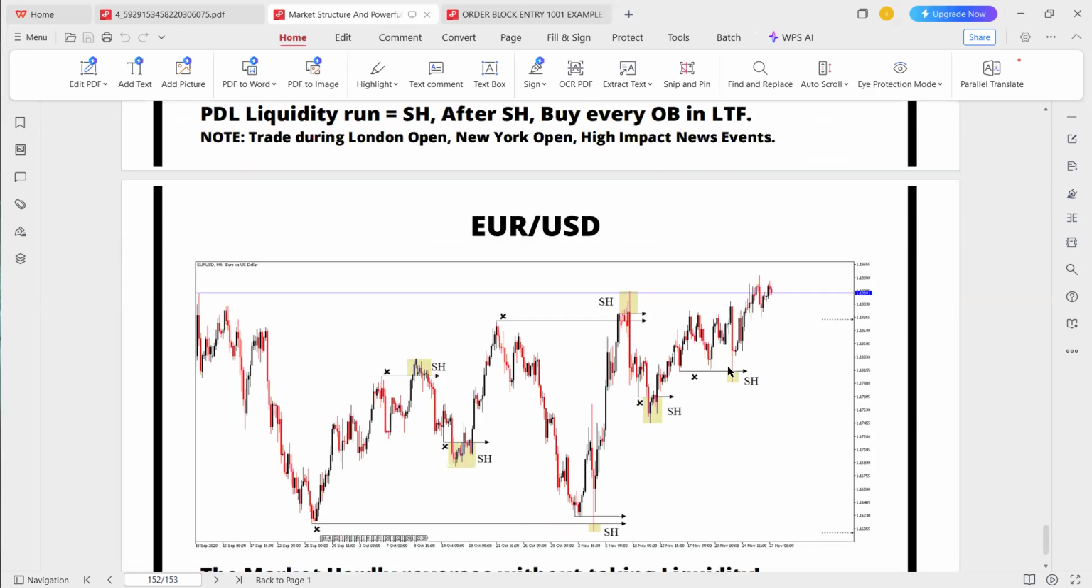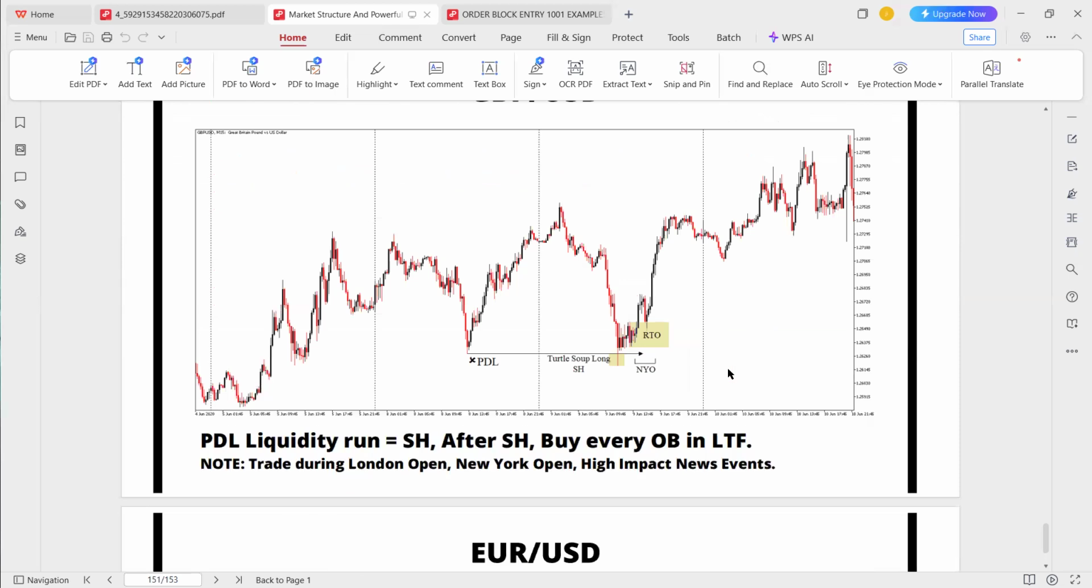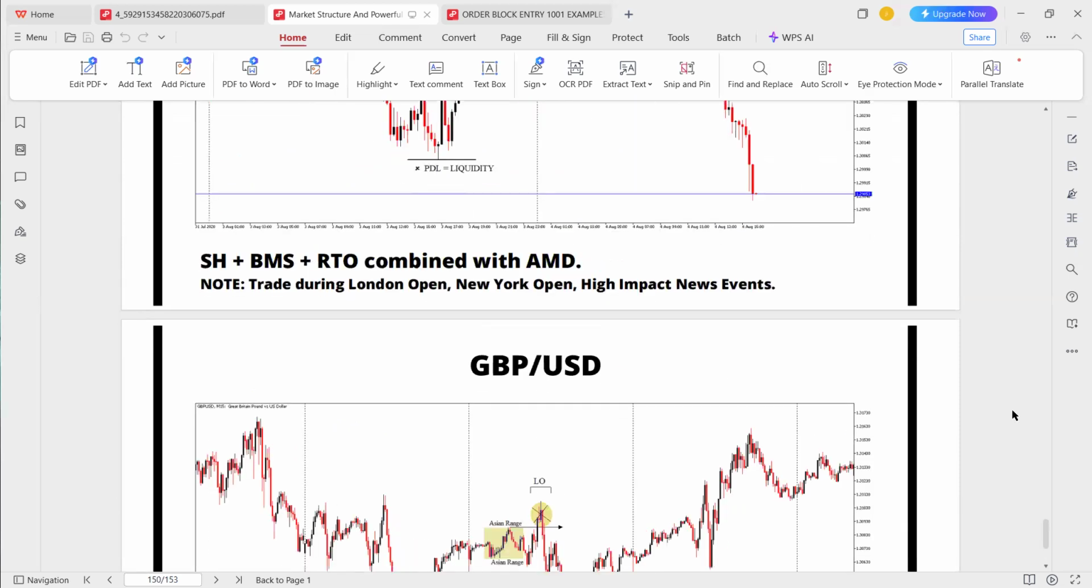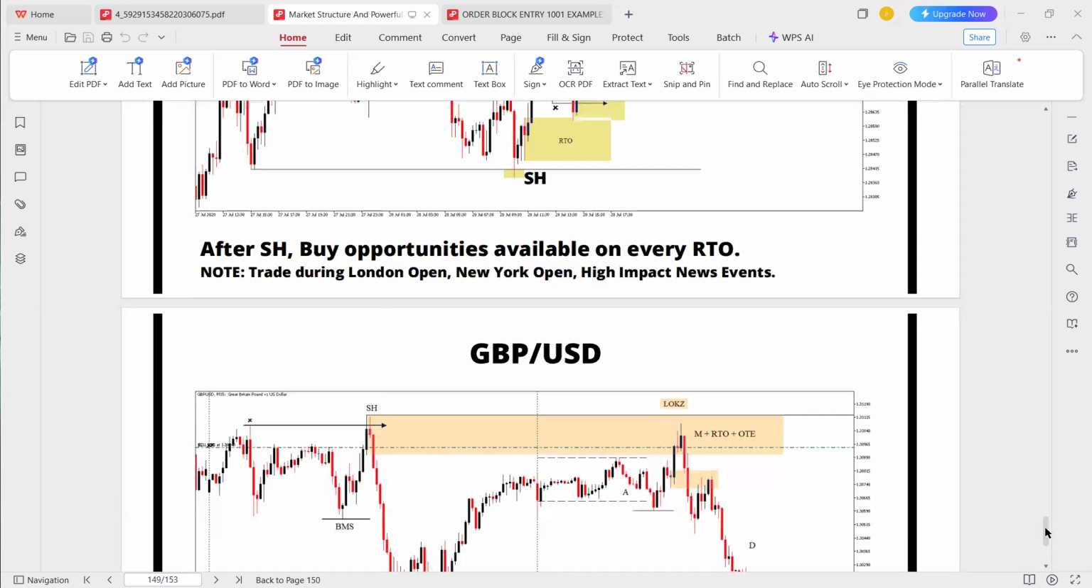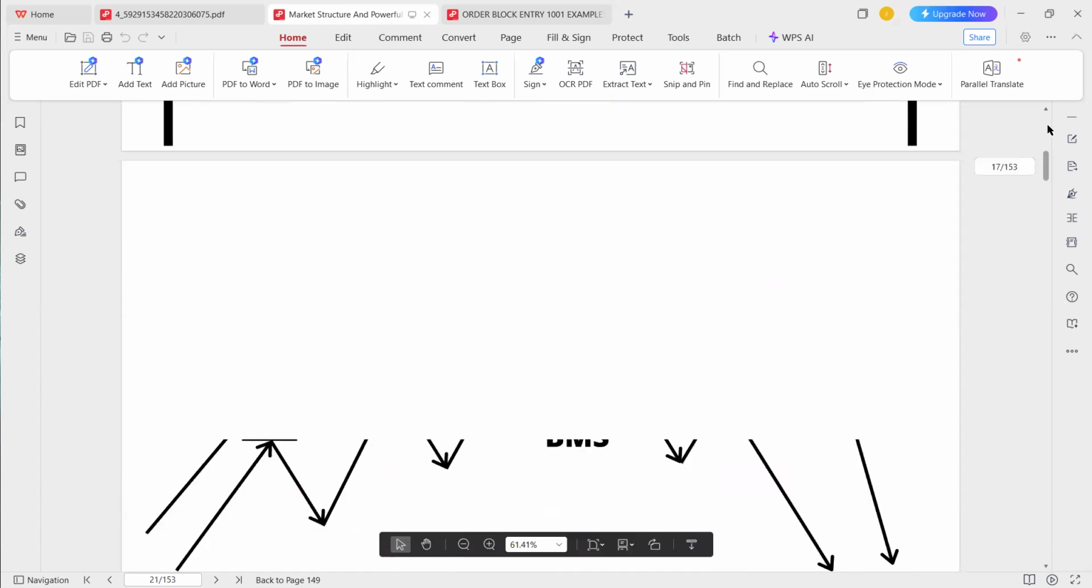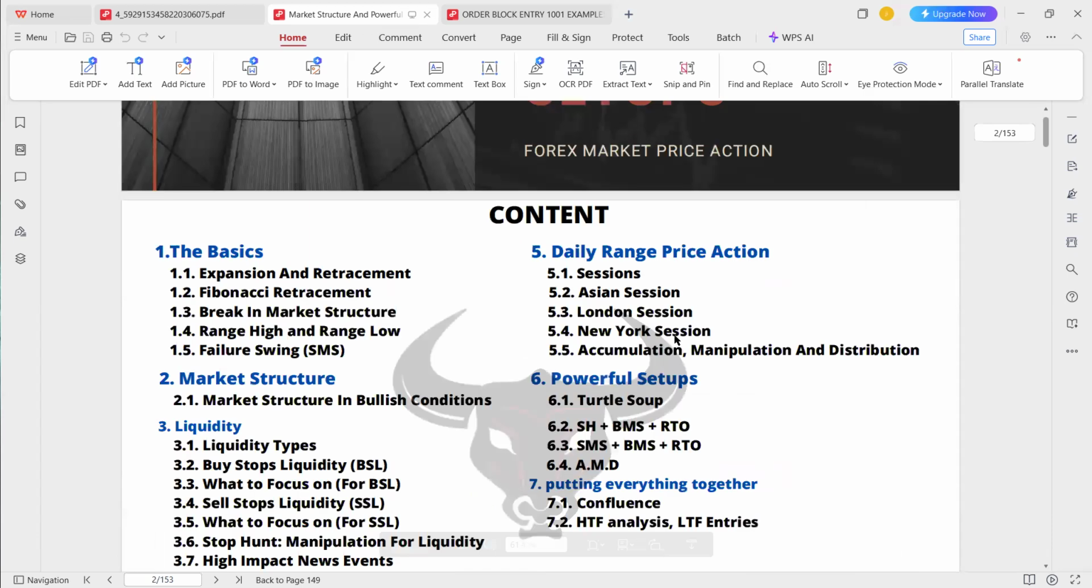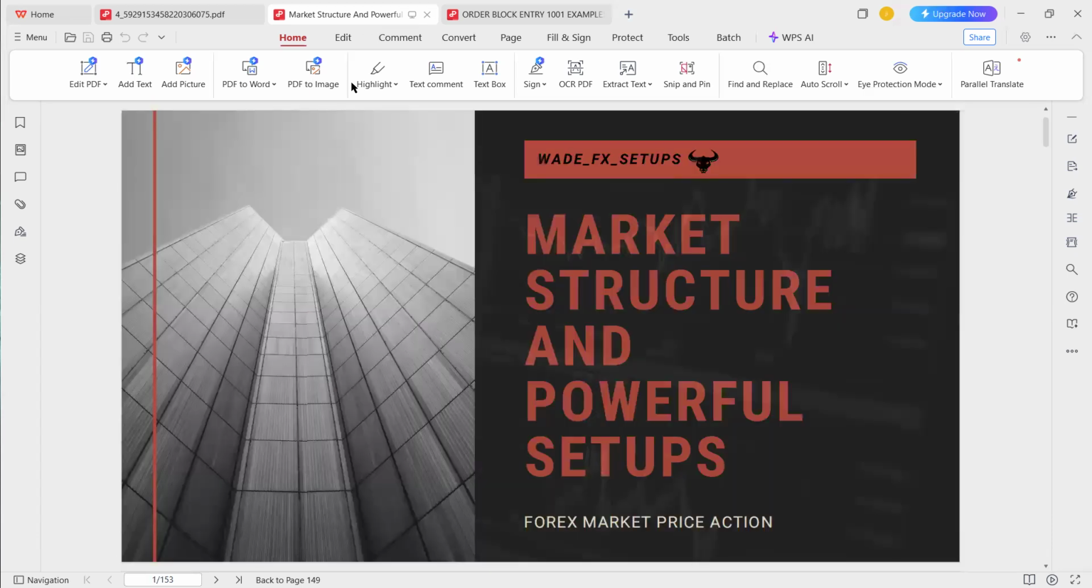Very good trading book. Lots of visuals. So as you see, as we are going through this book, there's a lot of visuals, a lot of clean examples. So without wasting much of your time, guys, let's get into this book. Again, Market Structure and Powerful Setups, a book by WadeFX.